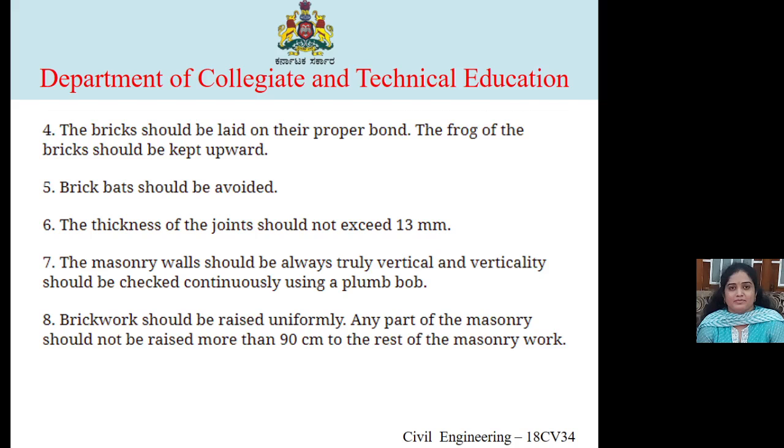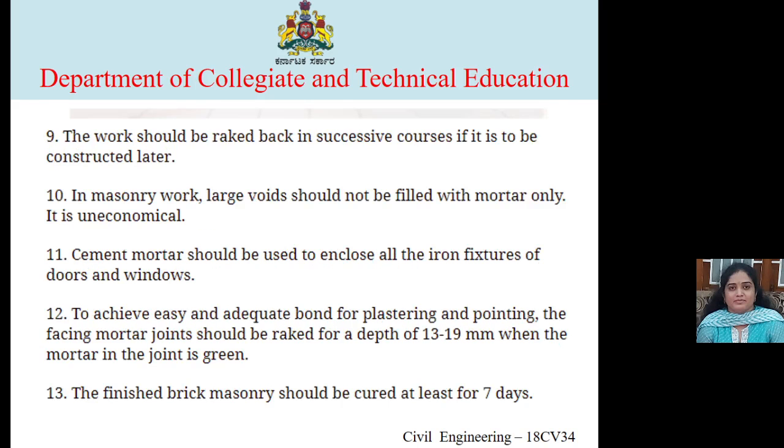The masonry wall should always be truly vertical, and verticality should be checked continuously using a plumb bob. The brickwork should be raised uniformly. Any part of the masonry should not be raised more than 90 centimeters above the rest of the masonry work. That is, the rising of the wall should be kept uniform, but in some places you can raise parts, but not more than 90 centimeters at one point, because the leveling will change. The work should be racked back in successive courses if it is to be constructed later.